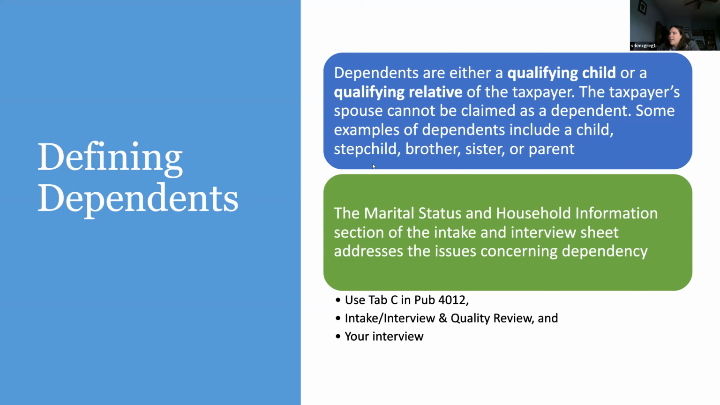So some examples of dependents are children, stepchildren, younger brothers and sisters, or elderly parents. You'll need to define dependents. It can help you with marital status, so you could maybe have head of household potentially. You need to know the dependents for that. And then the dependents section is in tab C of the 4012 guide. And you'll really get into dependents when you're going through the intake and when you're interviewing people to figure out if the dependent should go on the return or not.